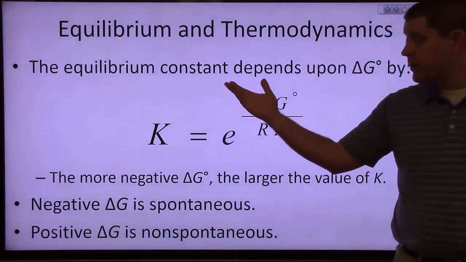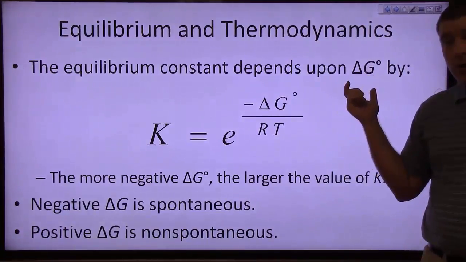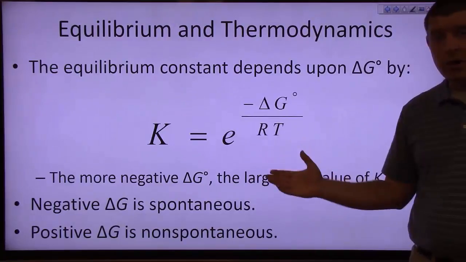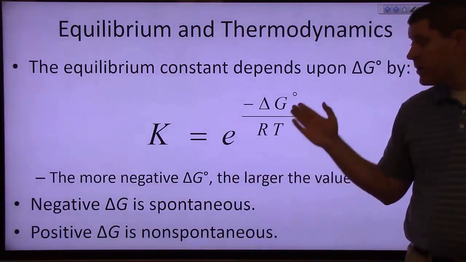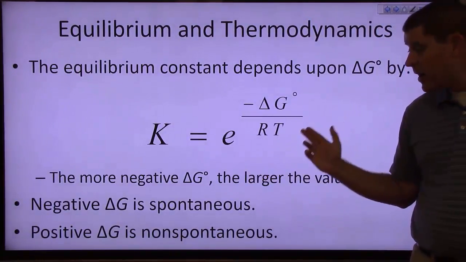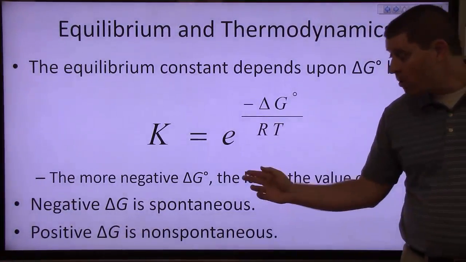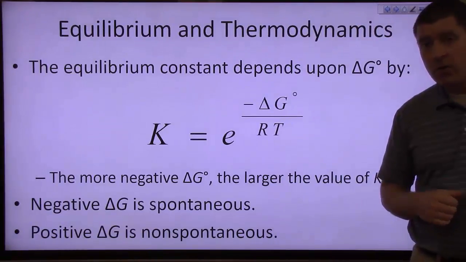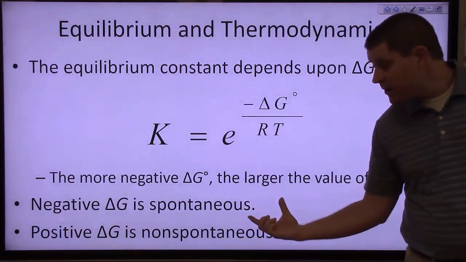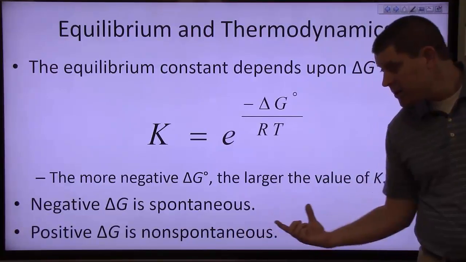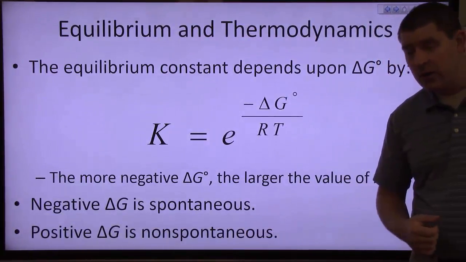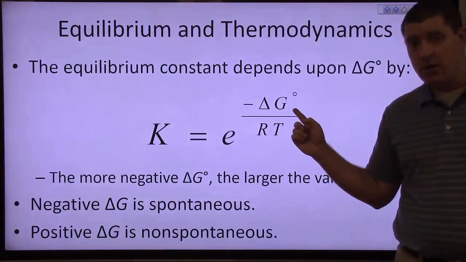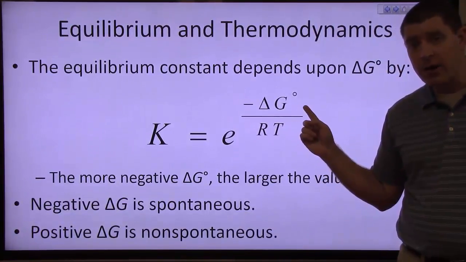So the equilibrium constant K depends upon the value of delta G naught, the Gibbs energy at standard state, by this equation. K is equal to e raised to the negative delta G naught divided by RT. That is, the more negative delta G naught, the larger the value of K. Remember that a negative delta G is spontaneous and a positive delta G is non-spontaneous. So if we have a negative delta G, then we have a thermodynamically favorable reaction. That reaction will be spontaneous.